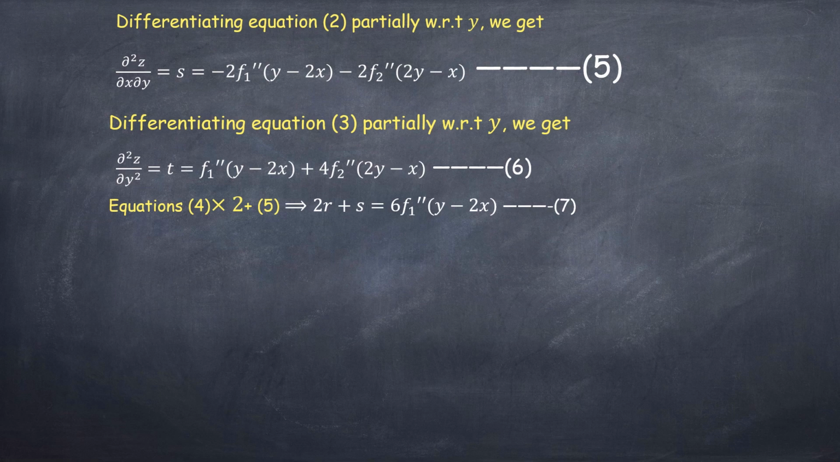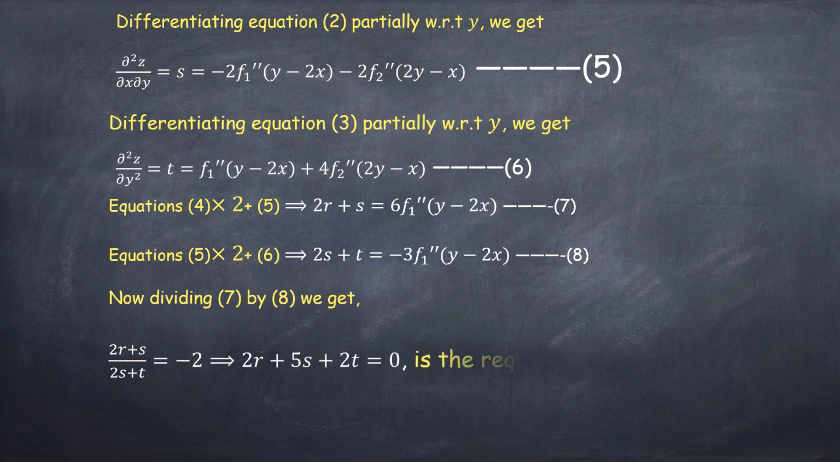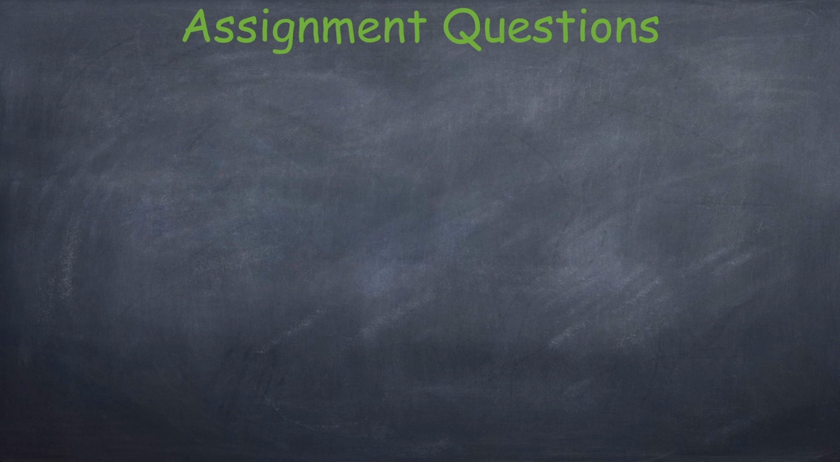I will arrive at 2r plus s is equal to 6 into f1 double dash. Similarly, multiply equation number 5 by 2 and add with equation number 6, we'll get 2s plus t is equal to minus 3 f1 double dash. Now divide equation number 7 by 8, we'll arrive at the final solution, 2r plus 5s plus 2t is equal to 0. Okay, based on these, I'm adding some more assignment questions here.